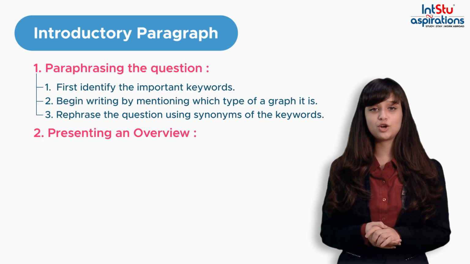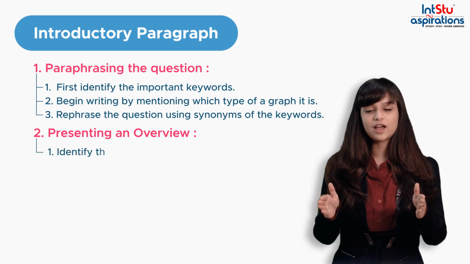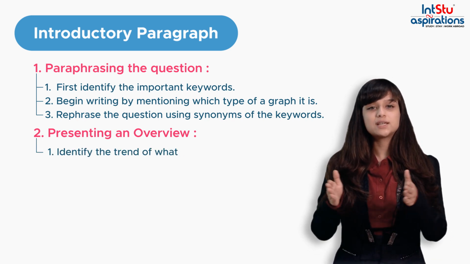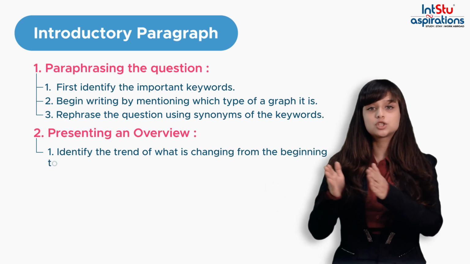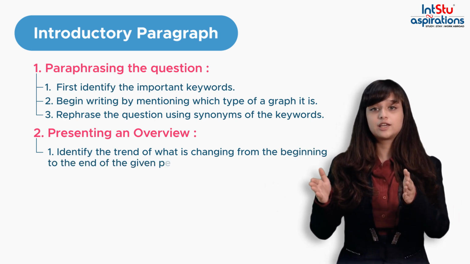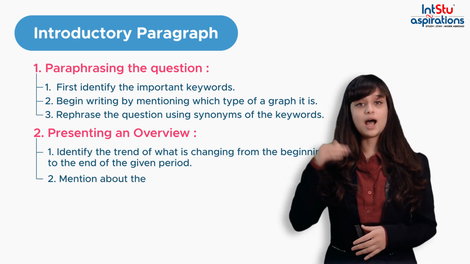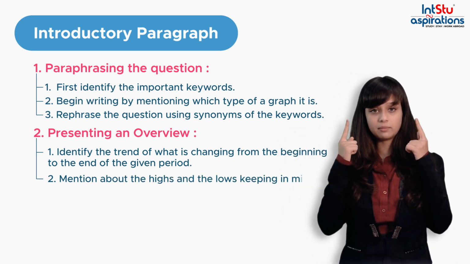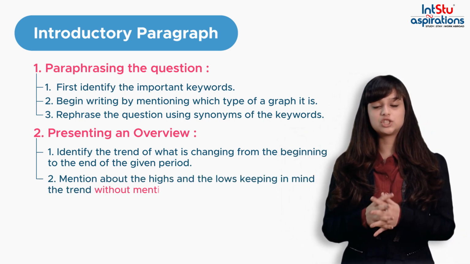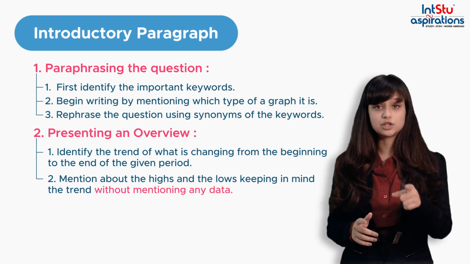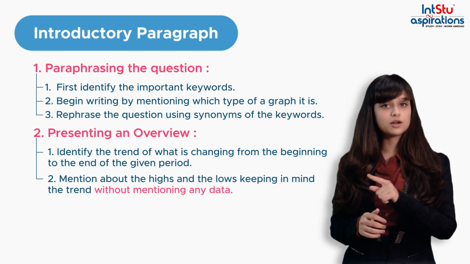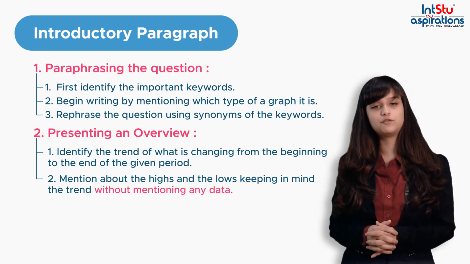Then comes writing an overview. Identify the trend of what is changing from the beginning to the end of the given period. And second, mention the highs and the lows, keeping in mind the trend, without mentioning any data. Yes, you heard it correct. We will not mention any data in the overview.